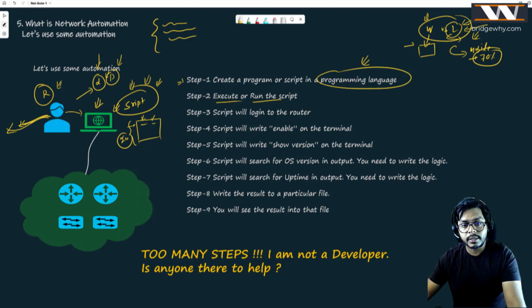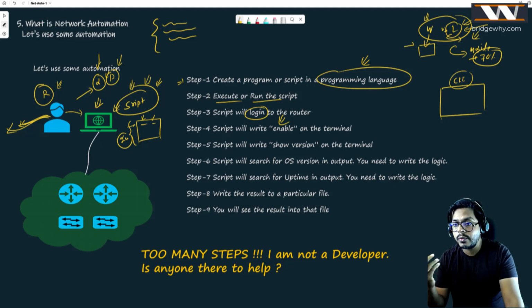And basically the script is logging into this router. The script is typing enable on the terminal. If I say terminal, it is the same thing. You all know the CLI. You must have seen this. You have written enable, show version on the CLI. But now you are not required here. The script is doing it on your behalf. And by the way, this is not the full network automation. This is the starting of network automation.